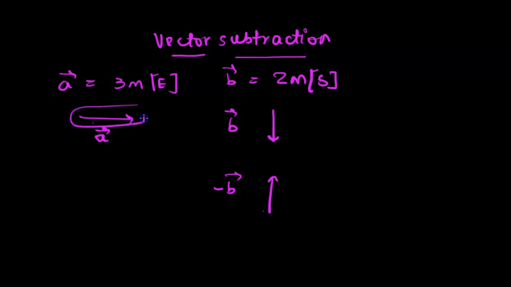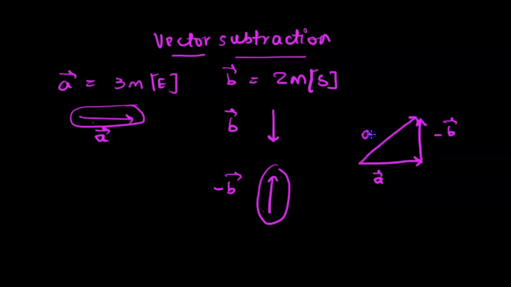So these are the two vectors that we'll be taking into consideration. We'll draw vector A first, and with the head of vector A, we'll join the tail of vector negative B. This resultant is called A minus B. The math part stays the same because this is our resultant and this is a right angle triangle. So the magnitude of A is equal to 3, the magnitude of B is equal to 2, and we'll use the Pythagorean theorem for it.